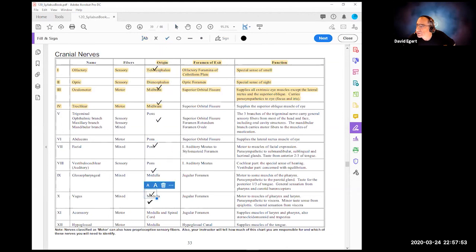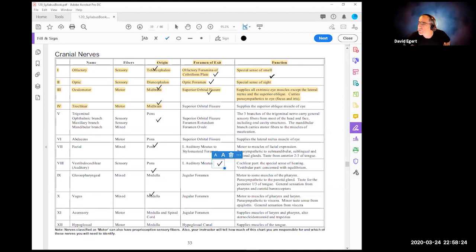Don't worry about this stuff. Foramen of exit, for some of them you want to know. For the olfactory nerve, it's through the cribriform plate. For the optic nerve, it should be the optic foramen. For the ones going to the eye muscles, it's the superior orbital fissure. But the other ones, don't worry. Actually, the auditory nerve, you already know, is the internal auditory meatus.